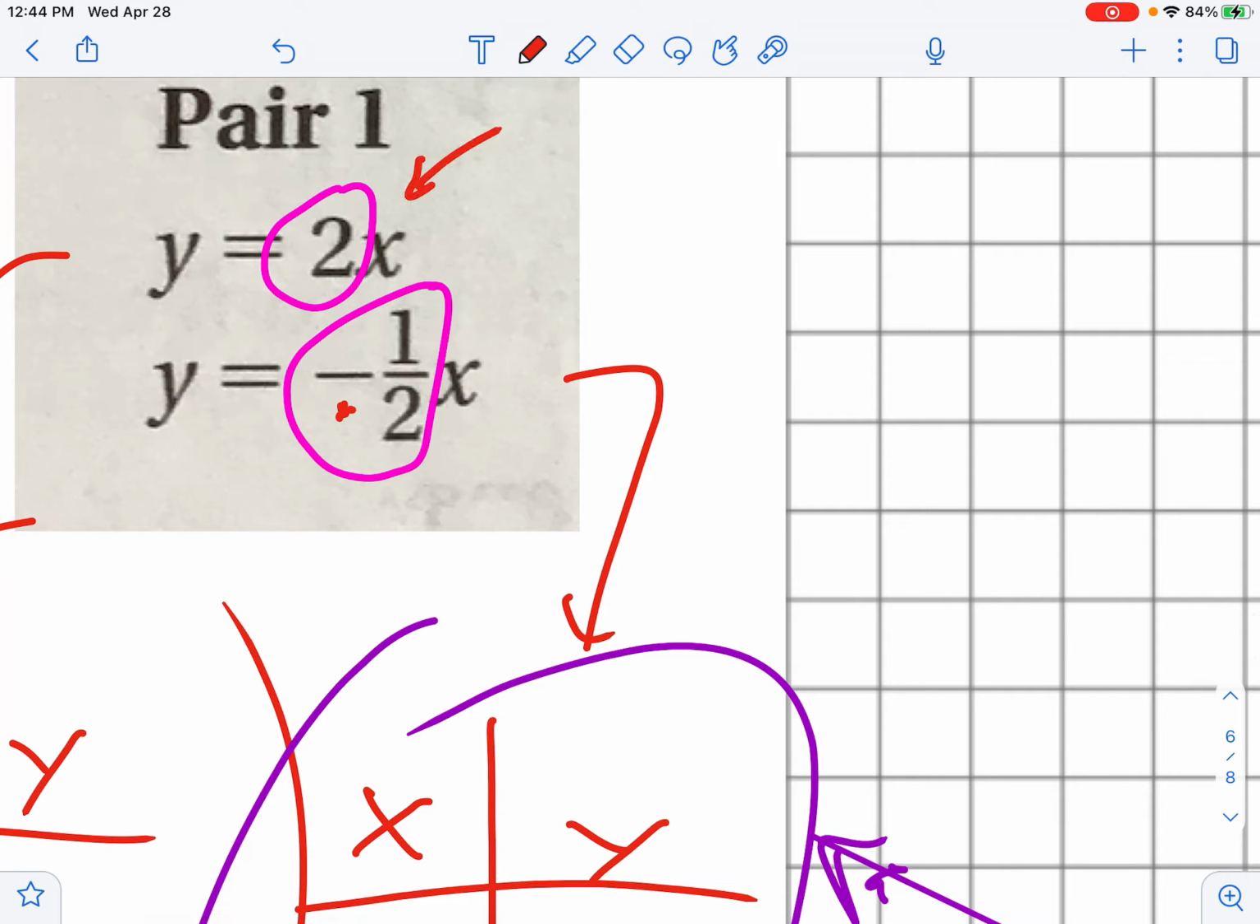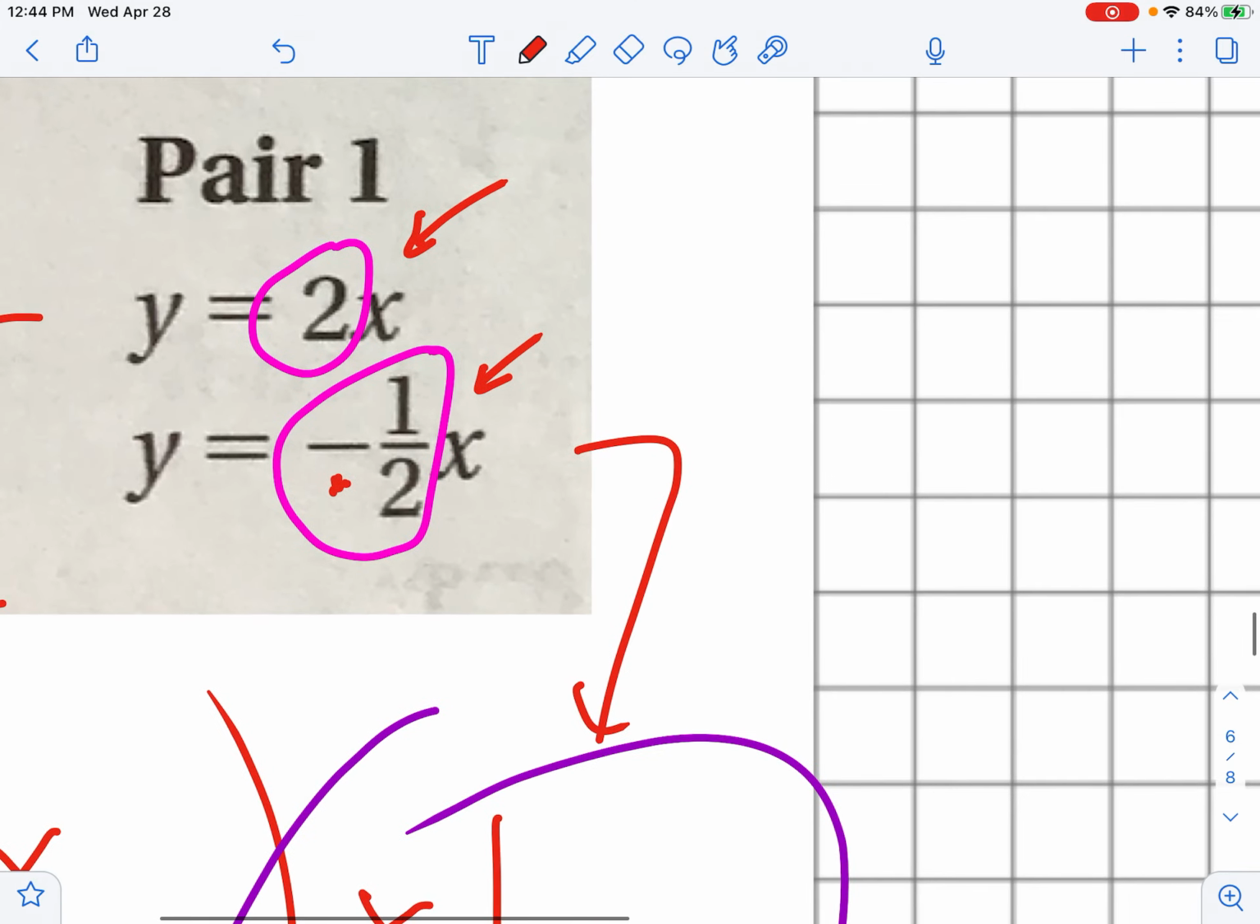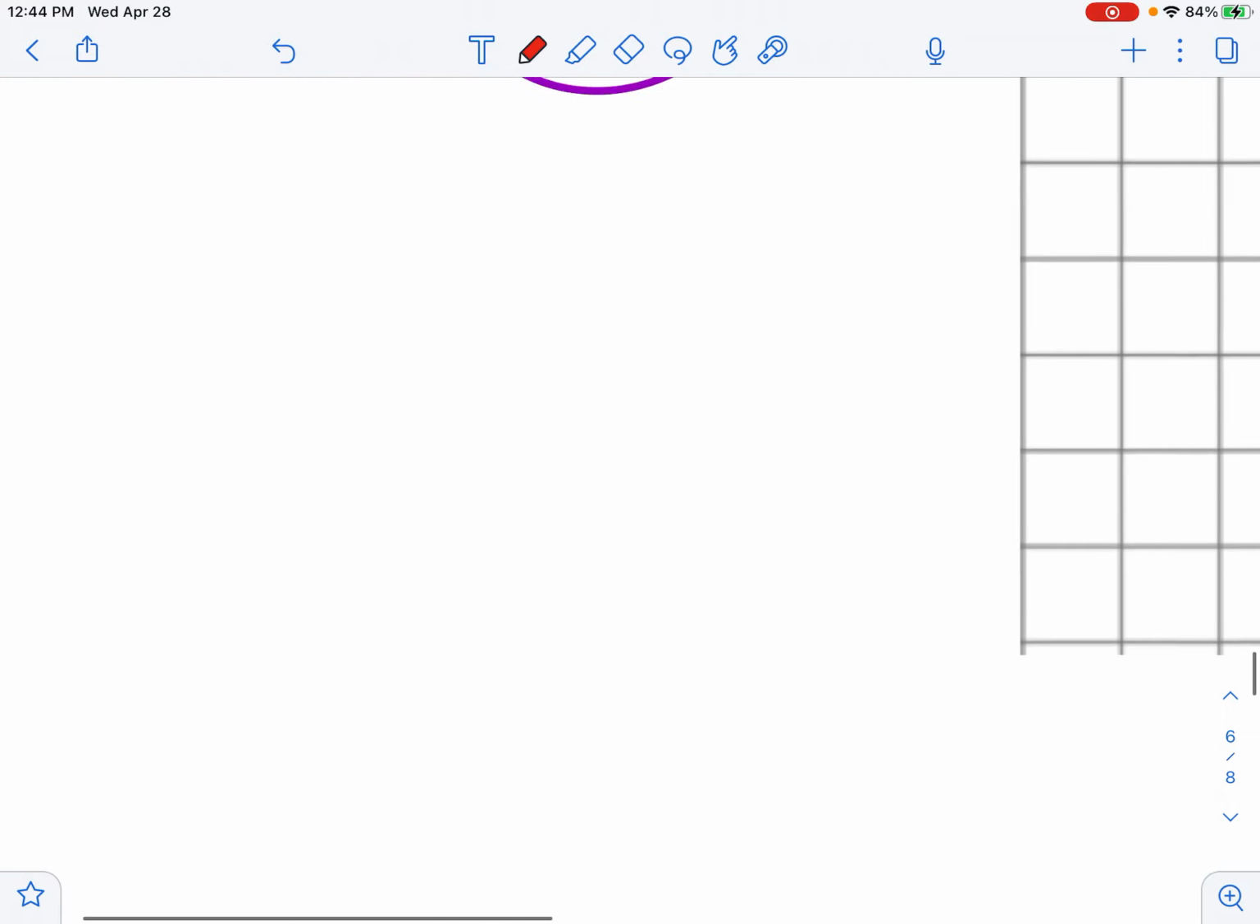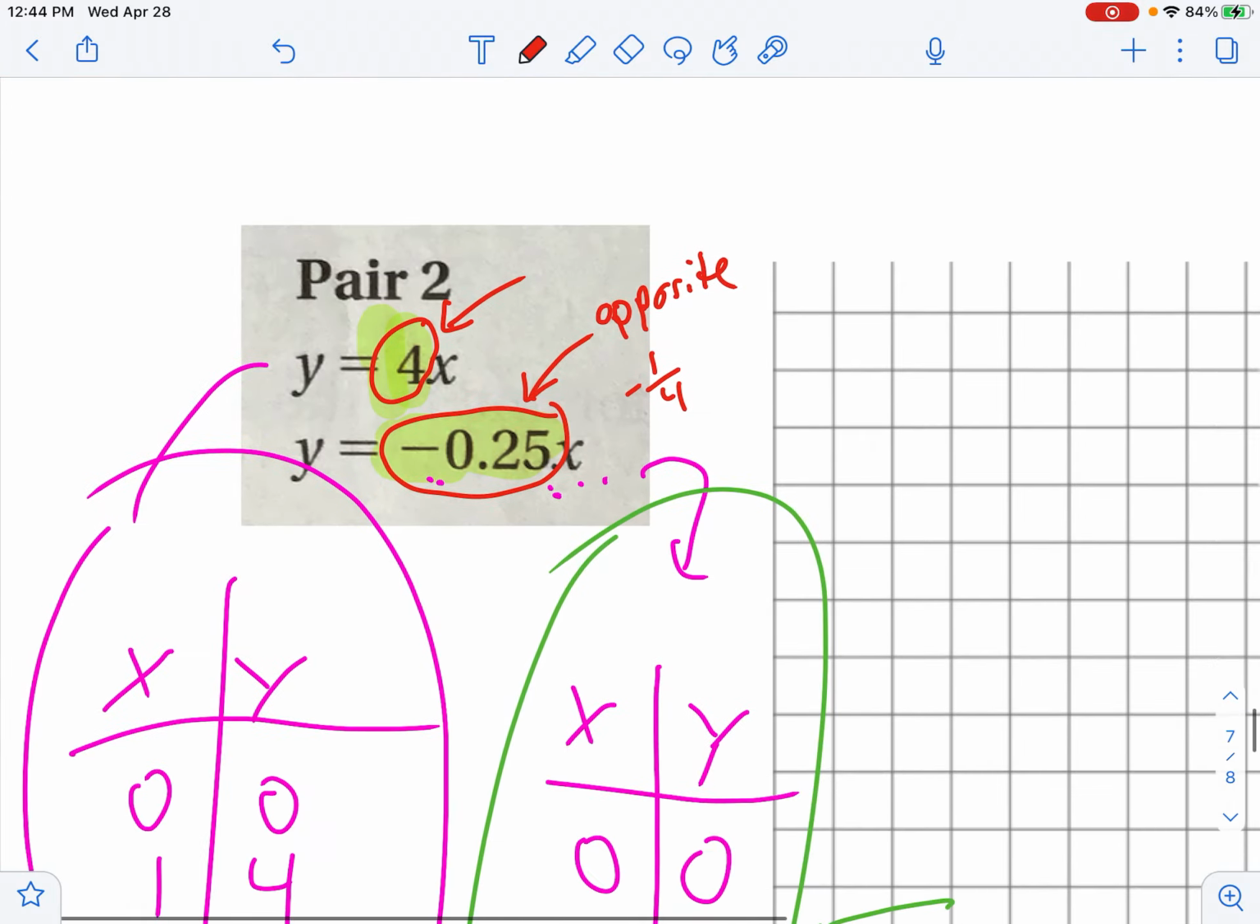So notice this guy is 2, this guy is negative, opposite, and it's 1/2. The reciprocal is basically flipping the number around. So this 2 is actually 2/1, and its reciprocal is 1/2. This 4 is 4/1, that's what its number is, and its reciprocal is 1/4.